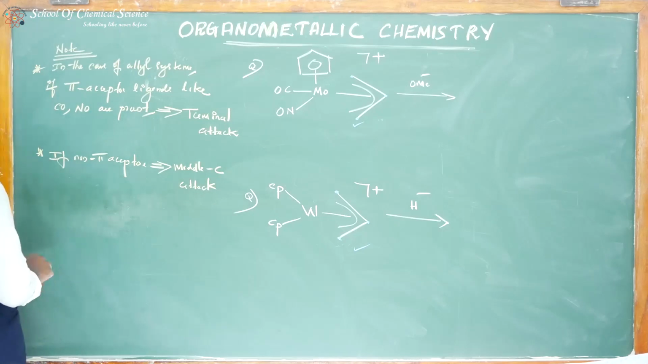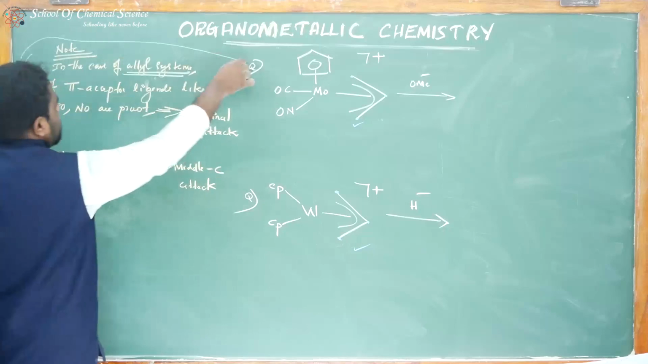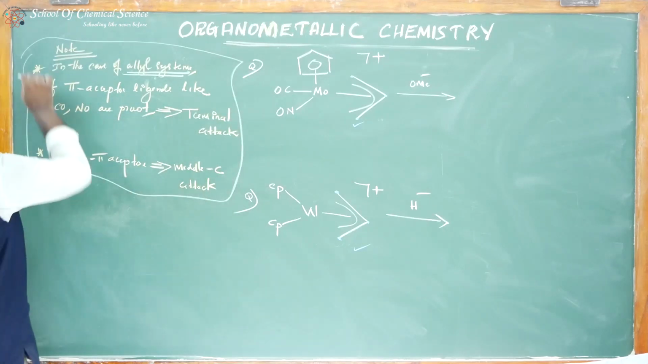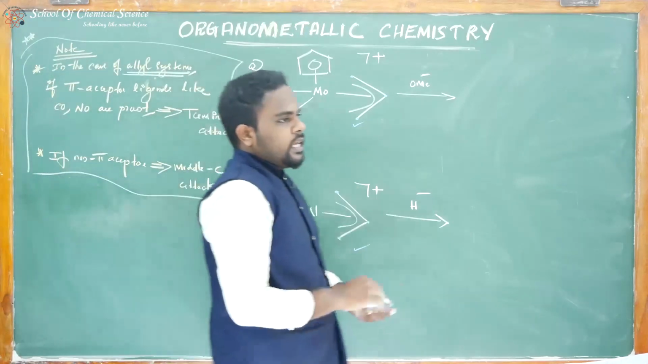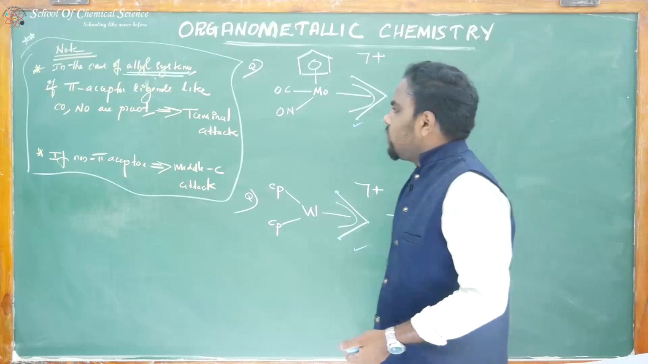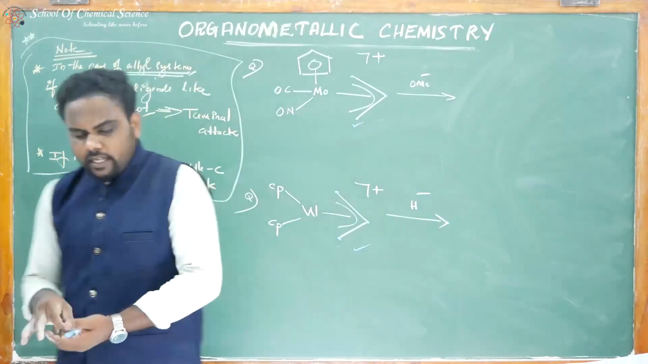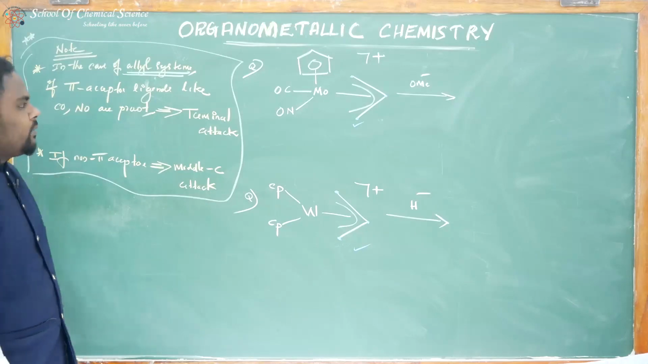This is in the case of which system? Allyl system. So copy this note and give a star mark. In the case of allyl system, if the metal contains pi acceptor ligands like carbon monoxide, NO etc., then the attack will be at the terminal. If non-pi acceptor ligand, then middle carbon attack.